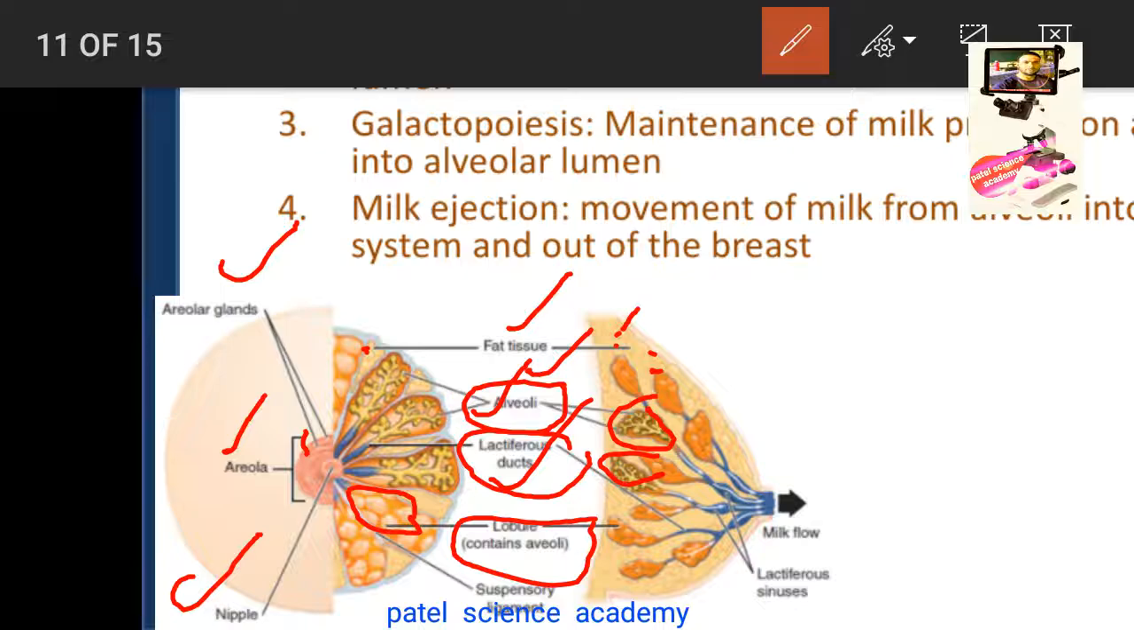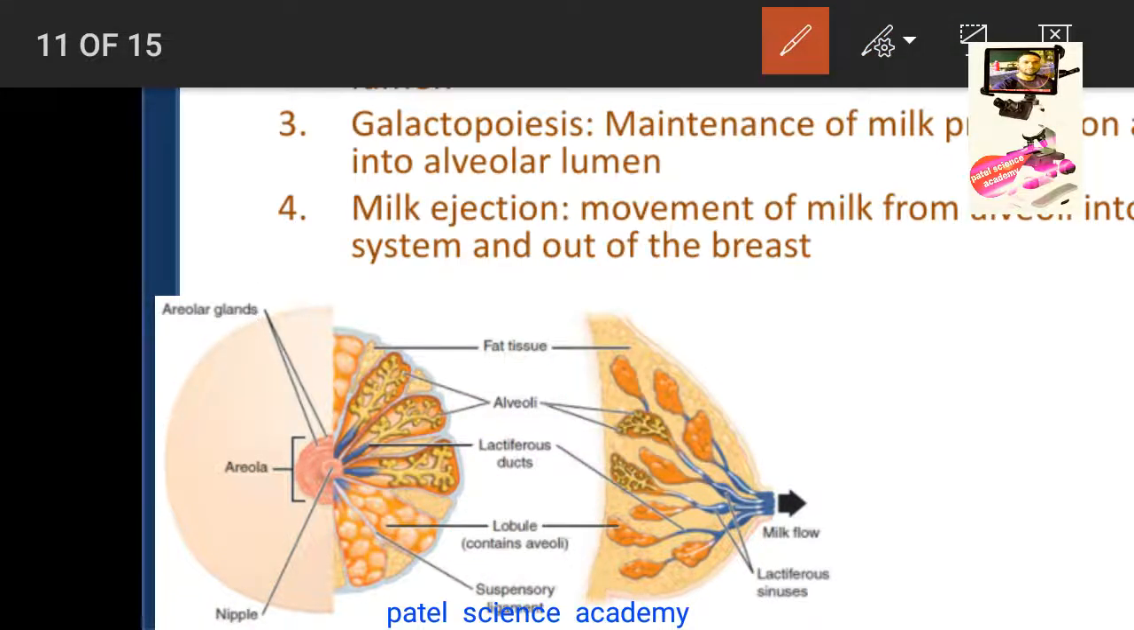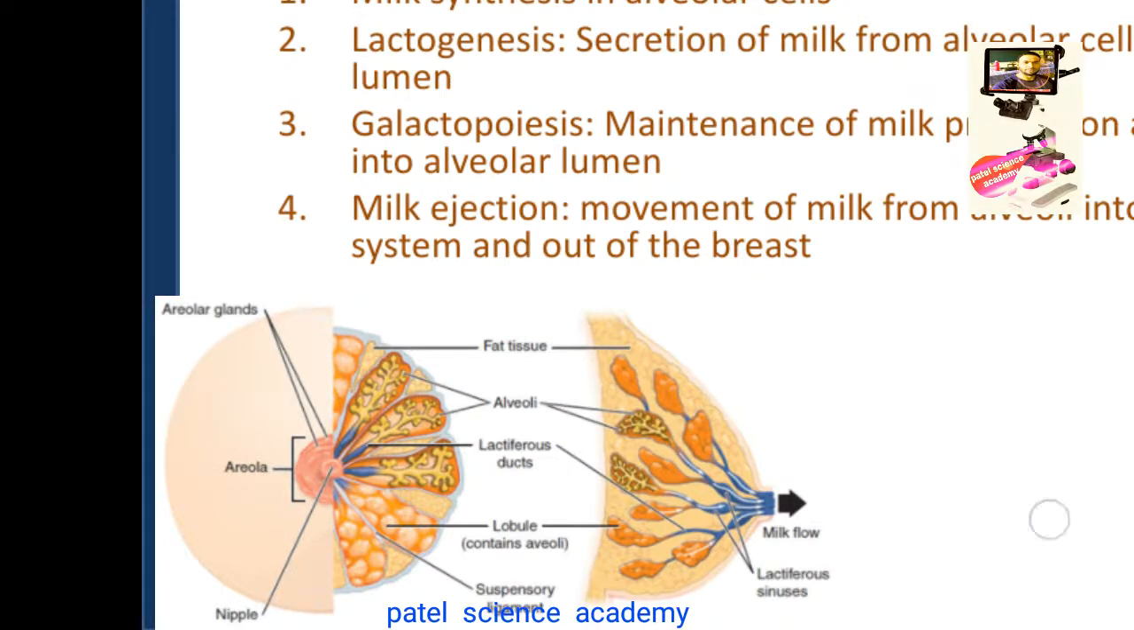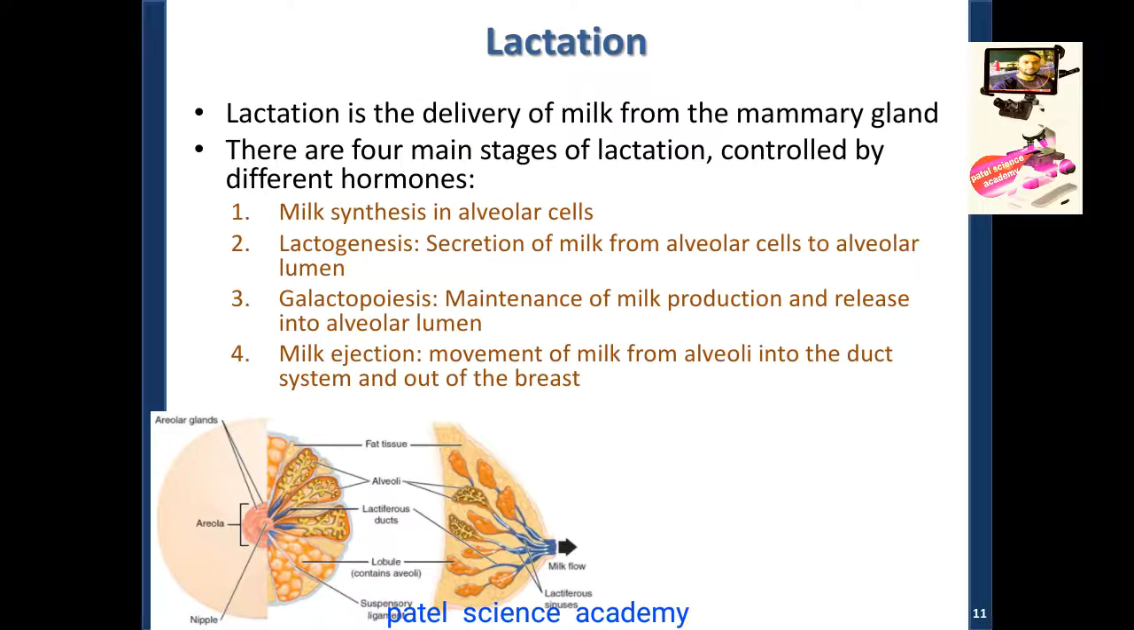And so dear students, in this structure you are observing here, this orange color structure is the lobule, and this network like structure is alveoli present in the lobule, and this yellow color dot indicating the fat tissue, and these lobules in which alveoli is there are connected with this duct. You can see here in this blue color, and from this duct the milk flow takes place outside the body by the lactiferous sinuses.